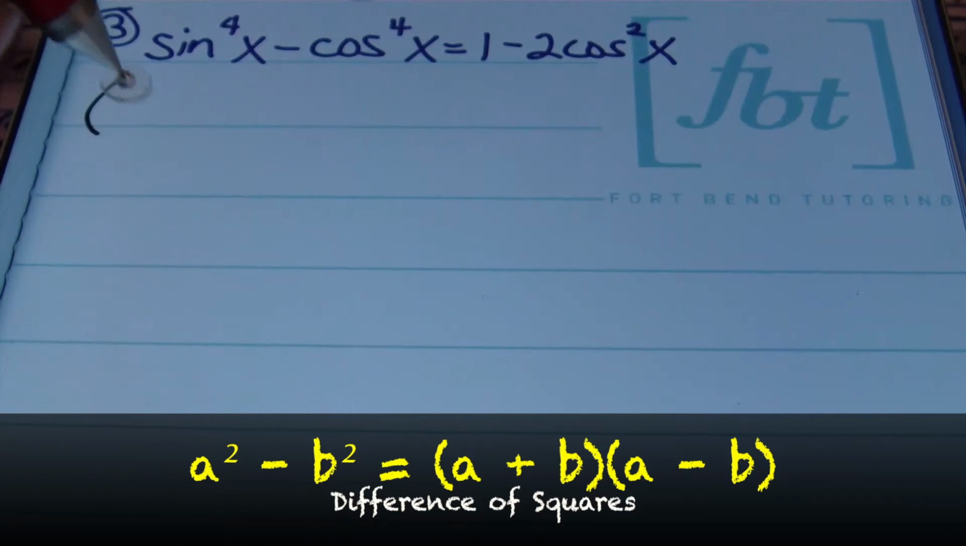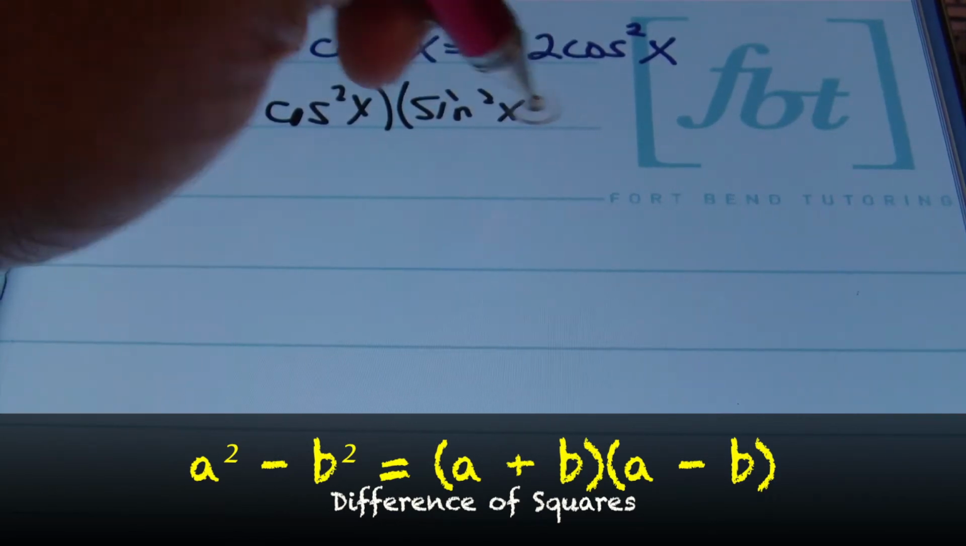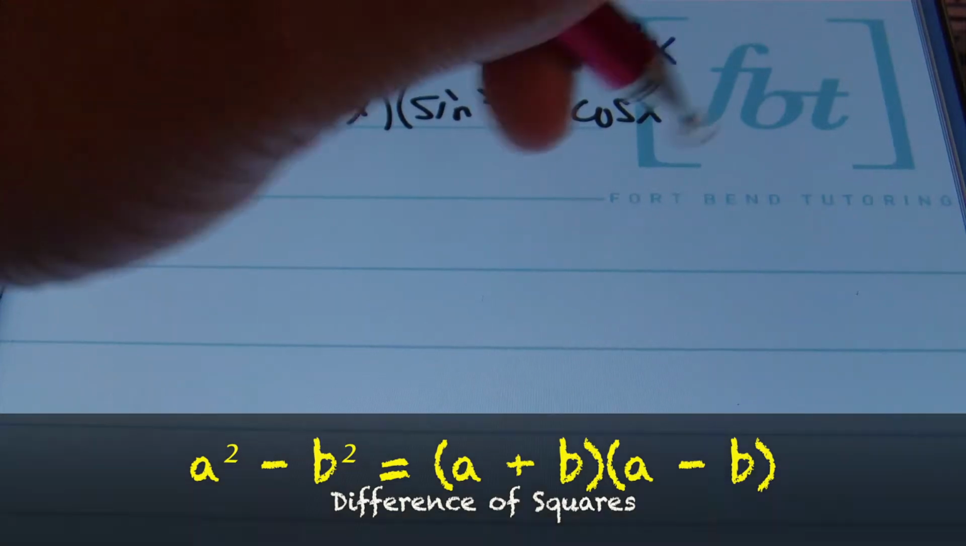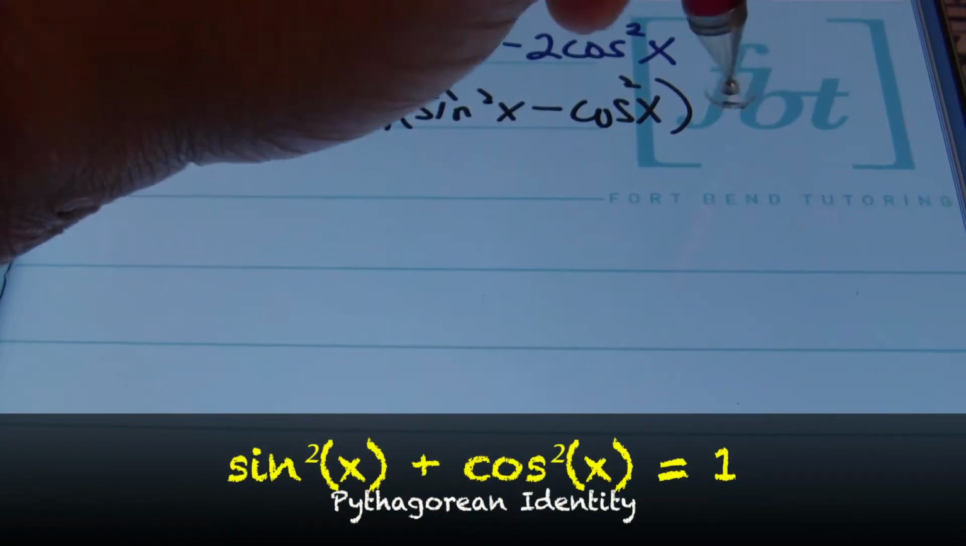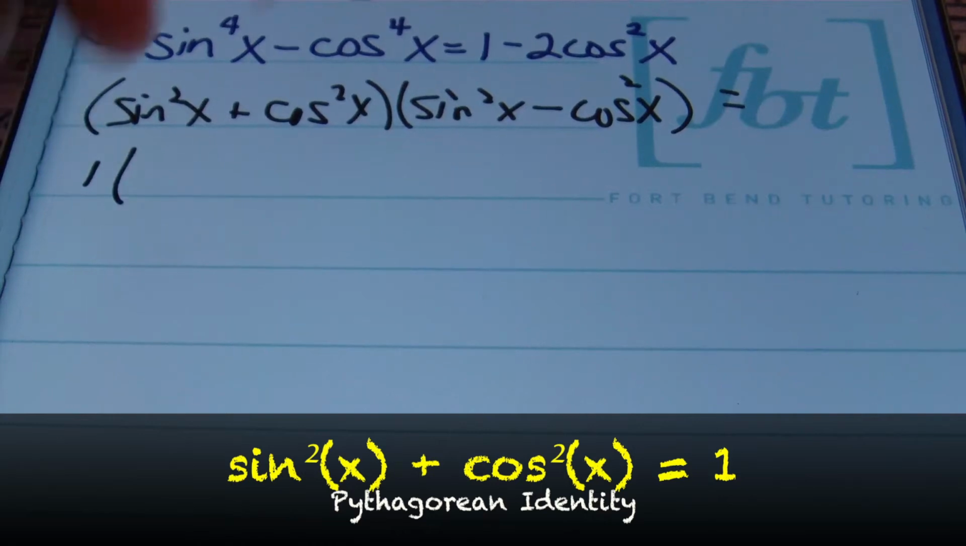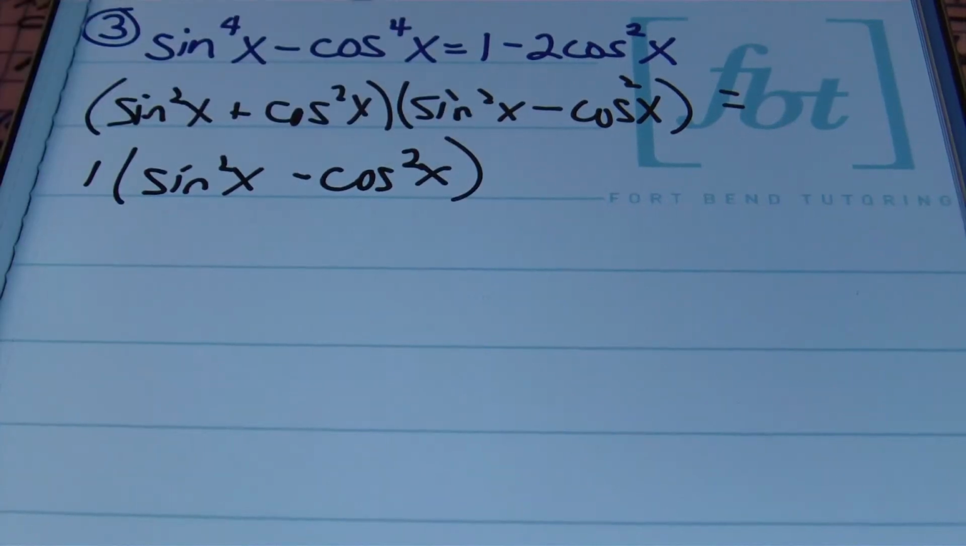So our left side becomes sine squared x plus cosine squared x times sine squared x minus cosine squared x. All right, just like that. Okay, well, sine squared x plus cosine squared x is one of your Pythagorean identities, all right? So it equals 1. Now I have 1 times this sine squared x minus cosine squared x. All right, so that's what I have thus far. Well, knowing that 1 times anything is itself, I know that I will just end up with sine squared x minus cosine squared x.